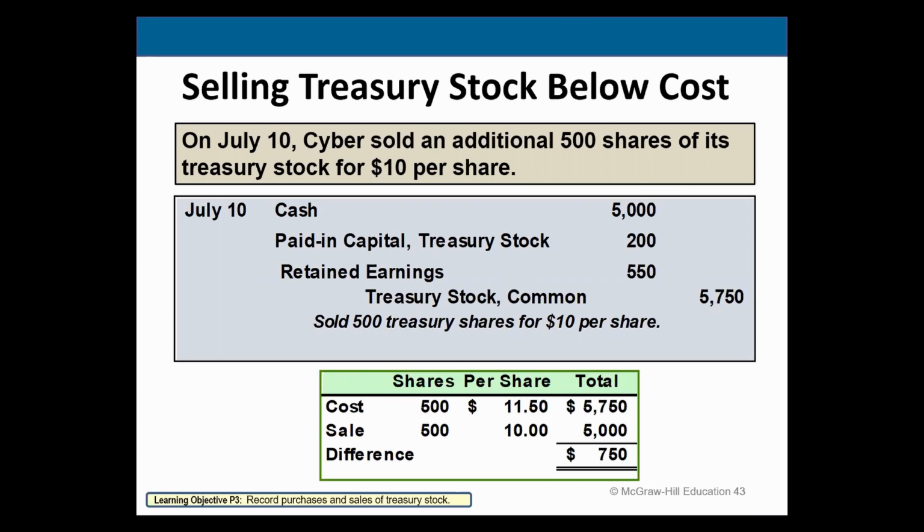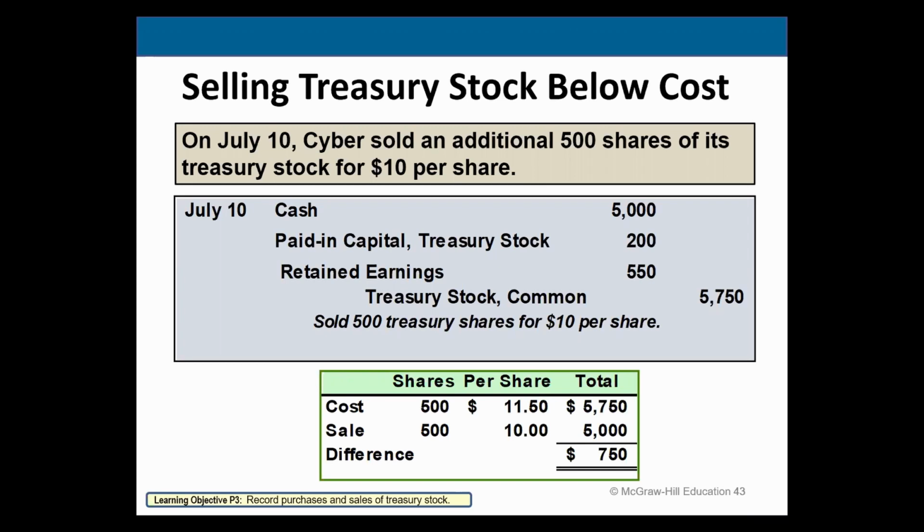If the paid-in capital treasury stock account has a credit balance, it is debited for the excess of the cost over the selling price, but not to exceed the balance of this account. When a credit balance in this paid-in capital account is eliminated, any remaining difference between the cost and selling price is debited to retained earnings.